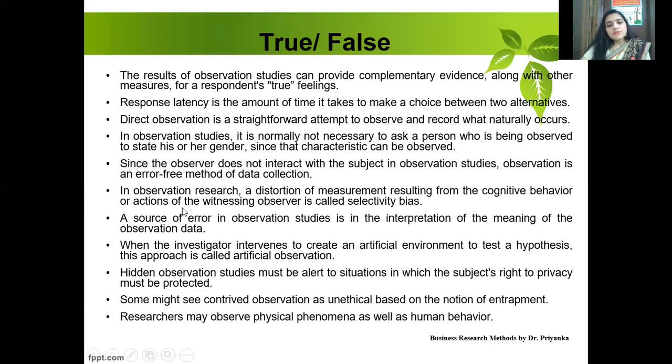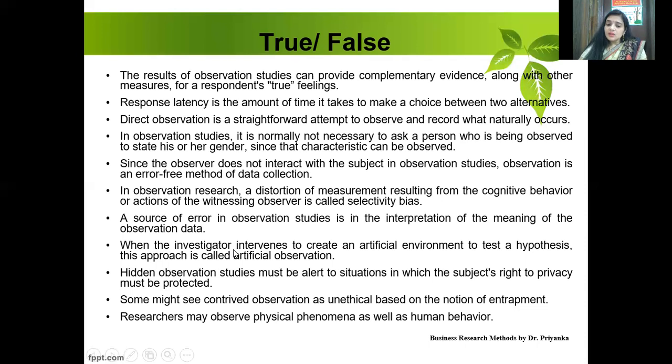Next, in observation research, a distortion of measurement resulting from the cognitive behavior or actions of the witnessing observer is called selectivity bias. No, it is not selectivity bias, it is observer bias. We discussed it in the PPT. Then a source of error in observation studies is in the interpretation of the meaning of the observation data. Is it? Yes, it is true.